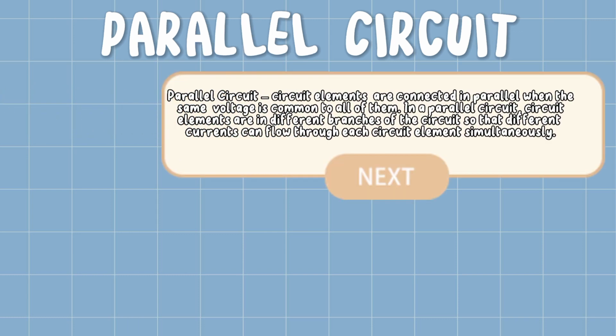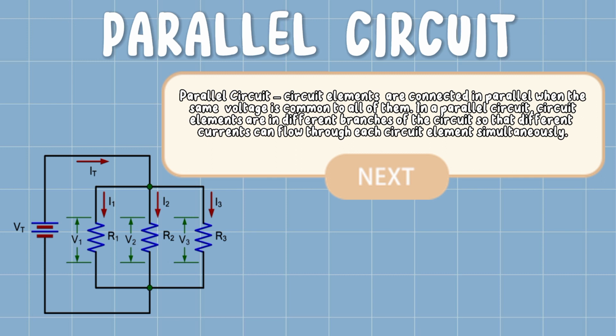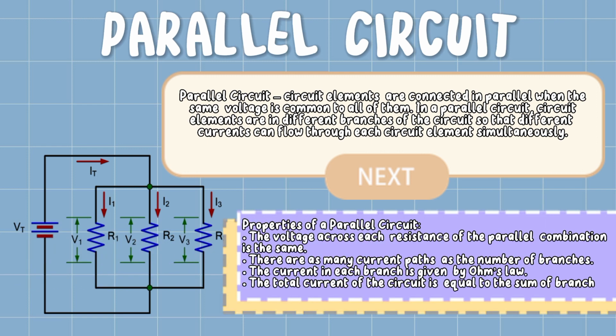Let's now proceed to parallel circuit. Circuit elements are connected in parallel when the same voltage is common to all of them. In a parallel circuit, elements are in different branches of the circuit so that different currents can flow through each circuit element simultaneously. Properties of a parallel circuit.